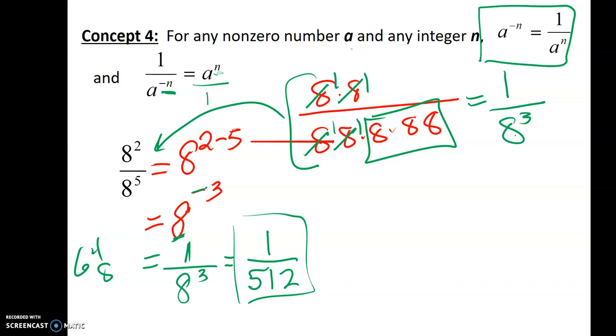And so you've got to keep in mind, if it's in the top over 1, it's going to move to the denominator. If it's in the denominator, it's going to move to the top over 1 in our expression. Let's take a look.